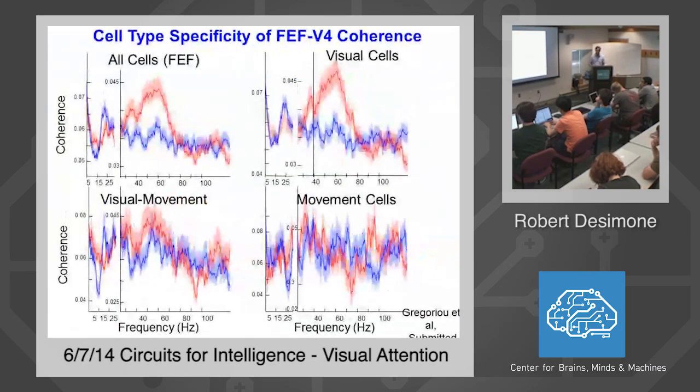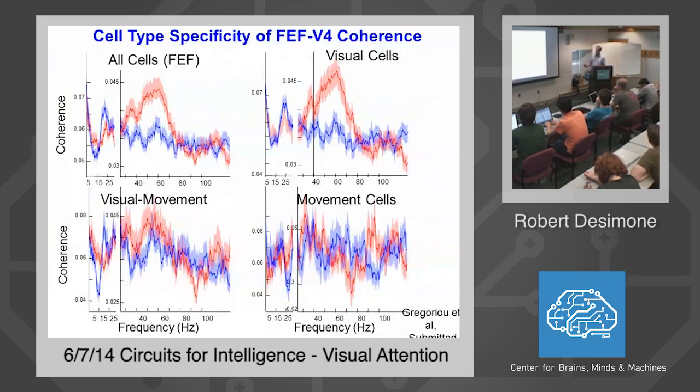And it's also specific for the type of cell in the frontal eye fields. Frontal eye field has some cells that are purely movement. They respond just before saccades. You have some cells with mixed properties. And then you have a lot of cells that we call visual cells. They actually have visual responses. And if you look at the synchrony of the visual cells with the V4 cells, they're strongly modulated by attention, but for the visual-movement and movement cells, there's no significant modulation. So not only do they have to have overlapping receptive fields, but they've got to be the right cell type.